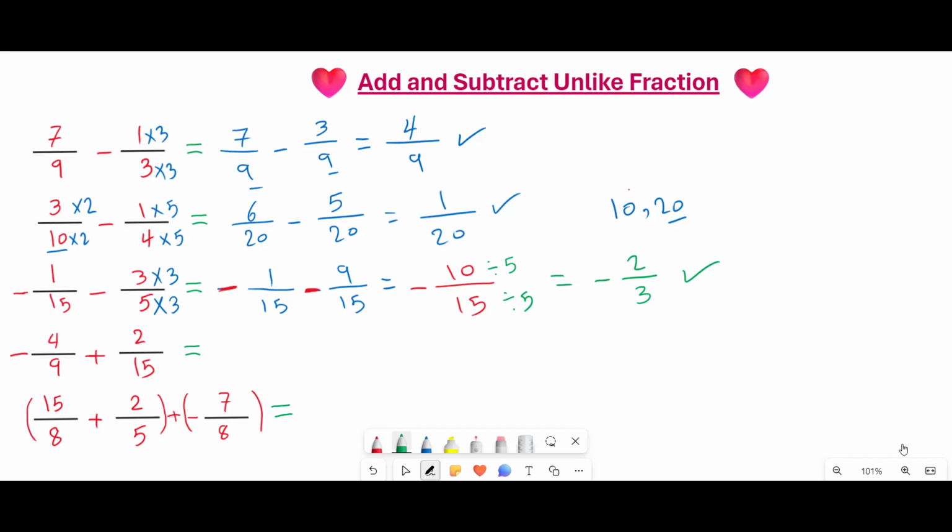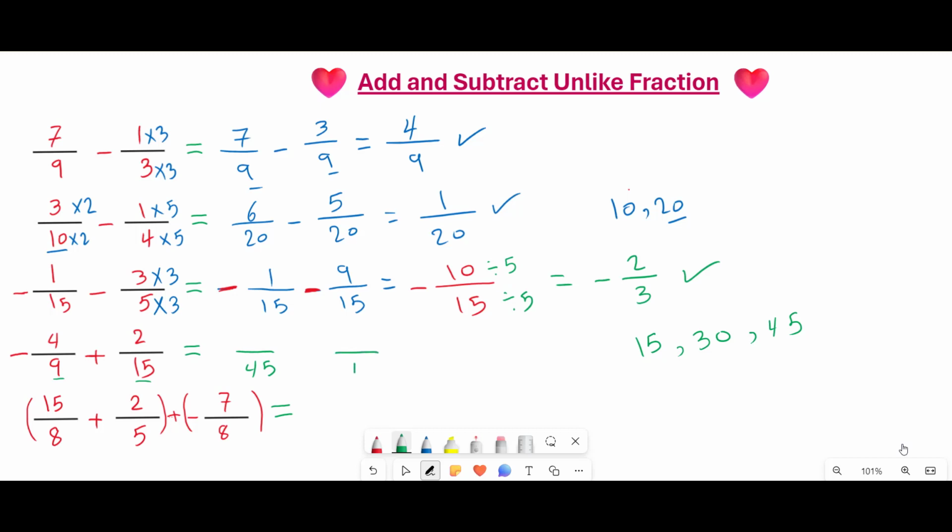Negative 4 over 9 plus 2 over 15. Denominator same? No. Can 9 be 15? No. 15 be 9? No. Then you should write multiples of 15. 15 times 1, 15, not in table 9. 15 times 2 will be 30. 30 in table 9? No. 3 times 15 will be 45. In table 9? Yes. Then we make both denominators here 45.